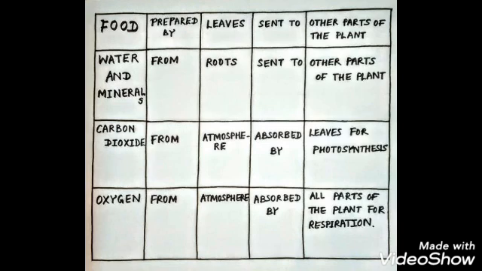Food prepared by leaves is sent to other parts of the plant. Water and minerals from the roots are sent to other parts of the plant. Carbon dioxide from the atmosphere is absorbed by the leaves for photosynthesis. Oxygen from the atmosphere is absorbed and it helps in respiration of the plant parts.